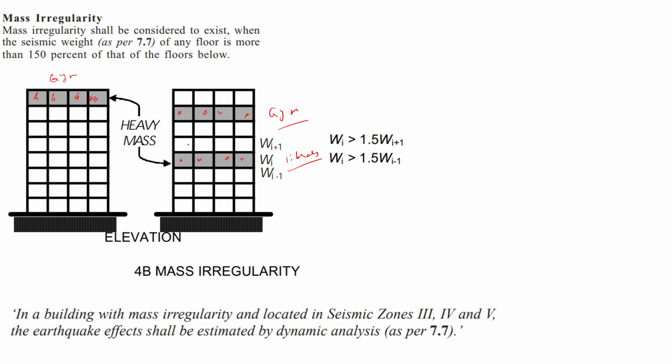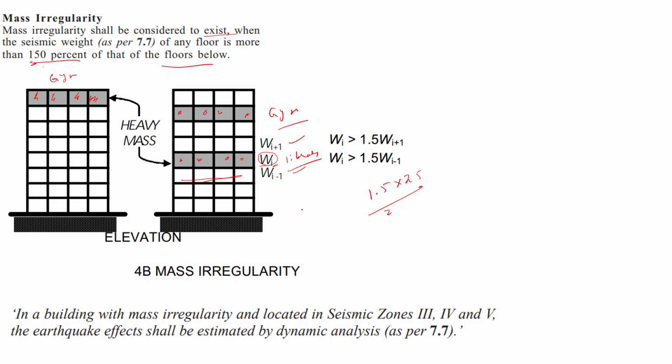When the seismic weight at any floor is more than 150% of that of the floor below, mass irregularity shall be considered to exist. Comparing this floor to the one below, if the seismic weight is more than that, mass irregularity exists. That means whatever the floor below is, for example, 1.5 times, let's take 25 or something like that.